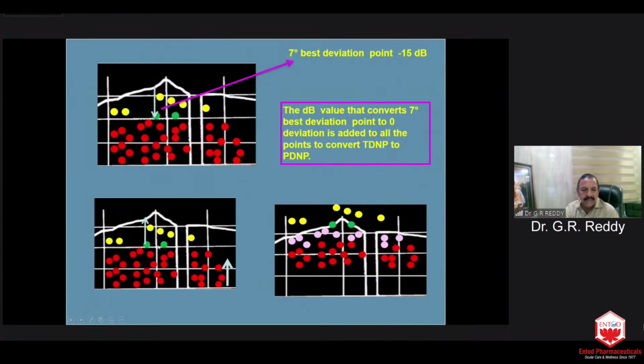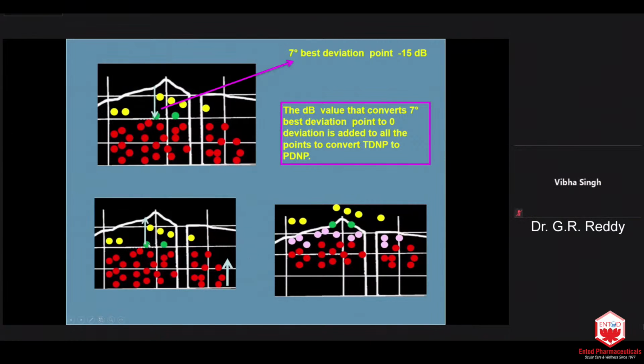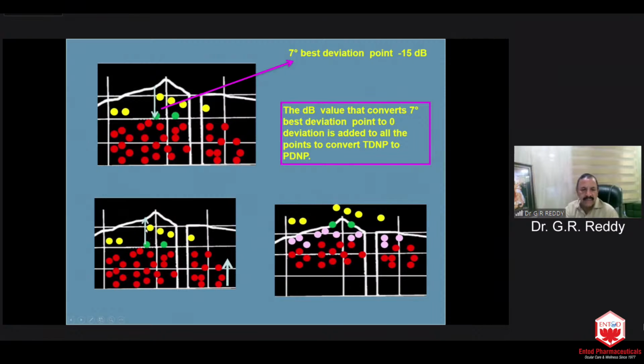The 7th best deviation point comes to the hill of vision, and the remaining points come upwards by the dB value. Whatever the deviation value that brings the 7th best deviation point to normal is added to all the points.